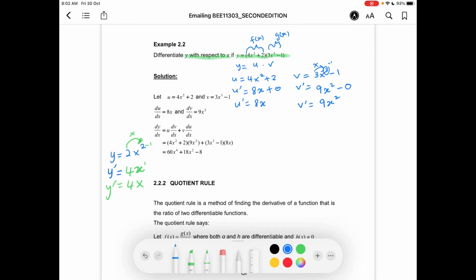Now we go back to our original question, using the product rule. So y prime equals u v prime plus v u prime.